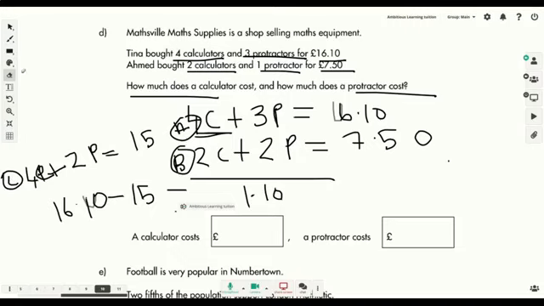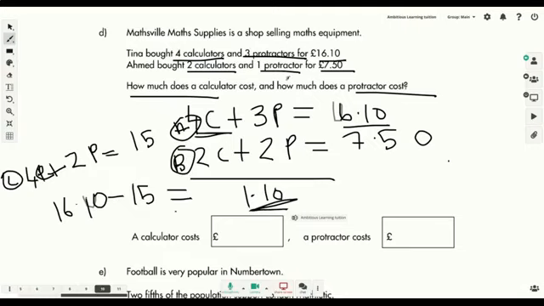How did we do that? We just minus 16.10. We minus the first one from the third one, because we need to know the cost of how much one protector costs. So we know what 3 protectors cost. That's £16.10. So we just need to minus it by 15, and that would be 1.10. So 1.10 is your information.